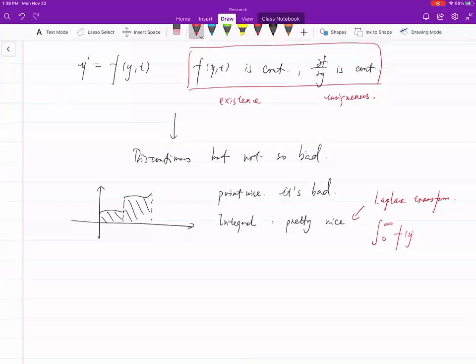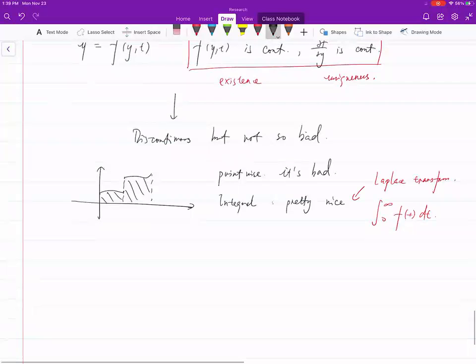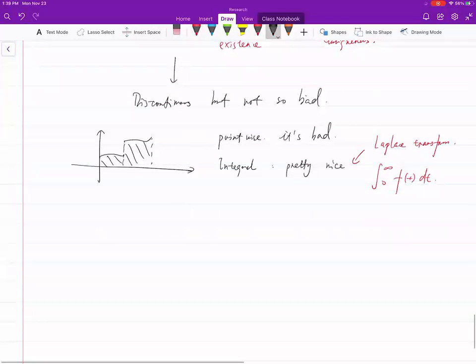The integral of F(t,y), dt. Therefore, discontinuity is not a problem. Sounds good? That's the idea.